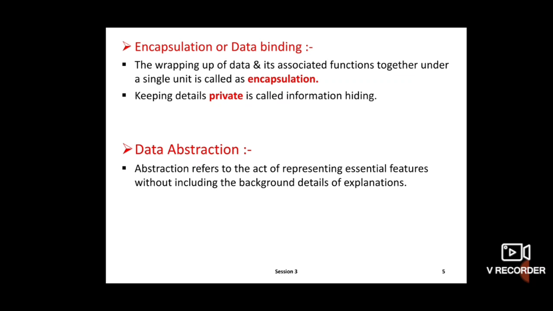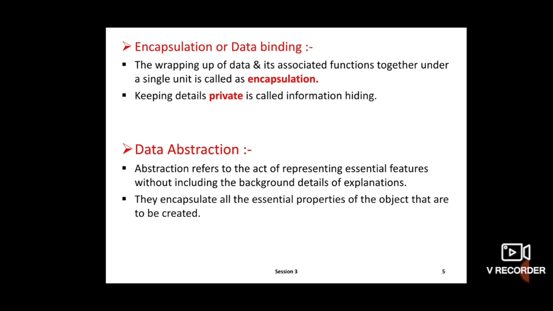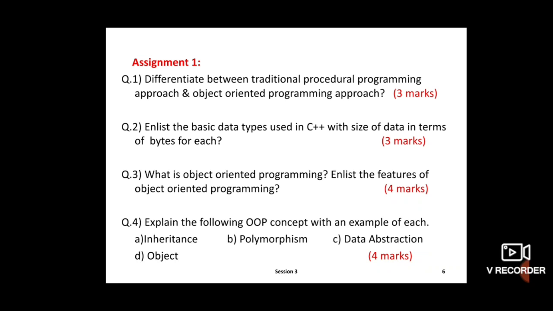Same concept here. Whatever program you write, just represent essential features without including the background details. It is called data abstraction. They encapsulate all the essential properties of the object that are to be created. Whatever data you write, using encapsulation means binding of data and its functionalities, those are the essential properties of the object that are to be created. Understood, student? These are all the concepts: first object, then class, then polymorphism, inheritance, data abstraction and encapsulation.